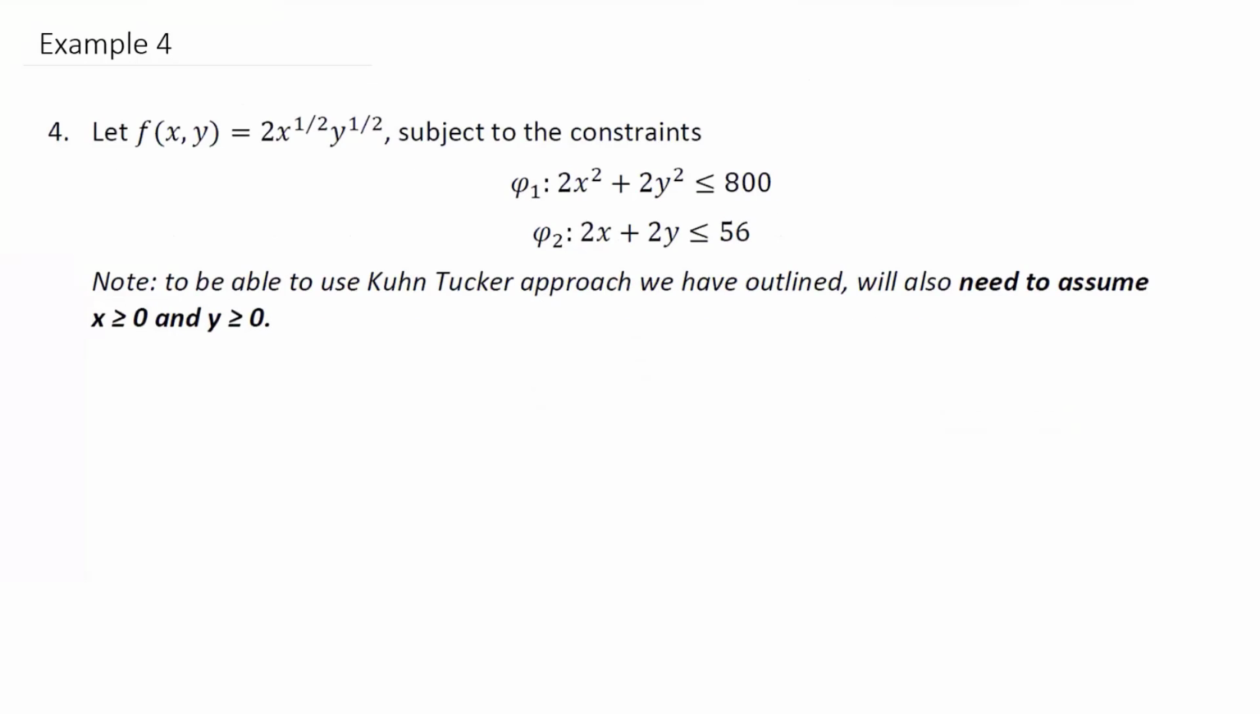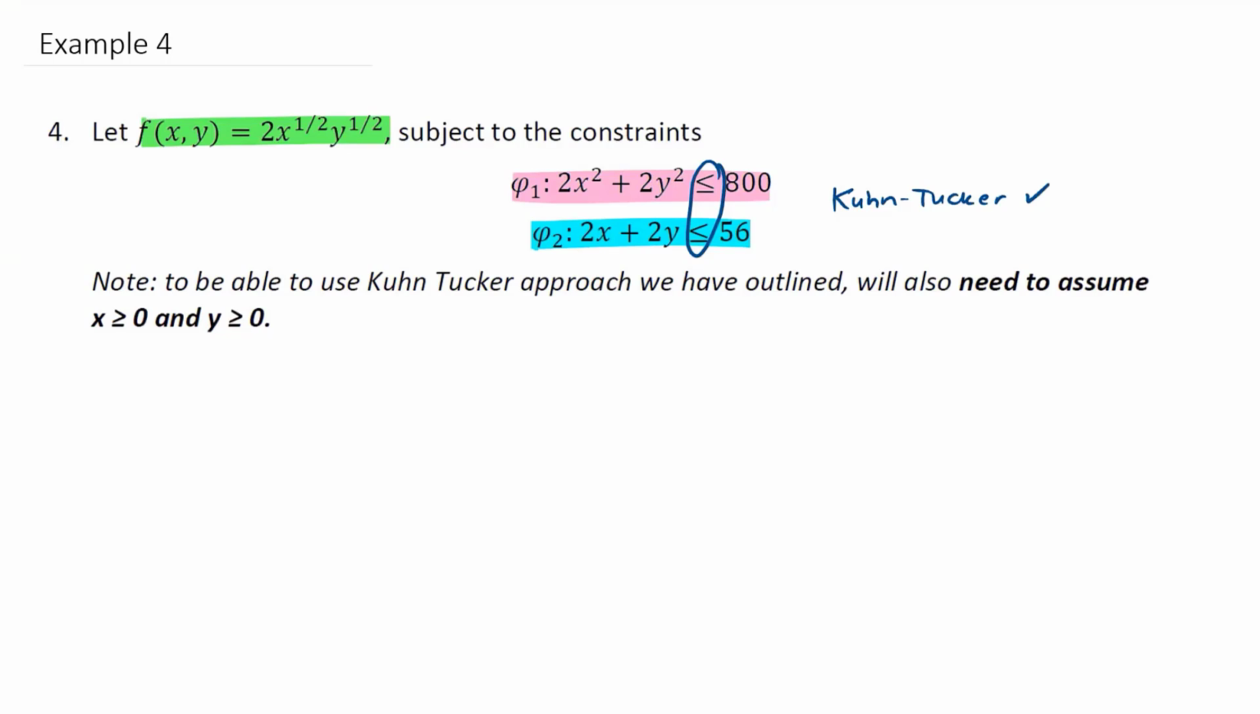Let f of x, y equal 2x to the power of half, y to the power of half. It's subject to our two constraints listed here, constraint 1 and constraint 2. Now, these constraints are inequalities that are less than or equal to the budget, so Kuhn-Tucker will work.